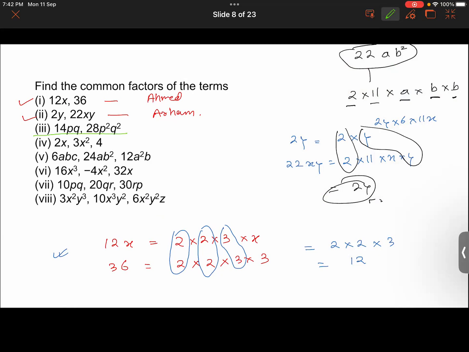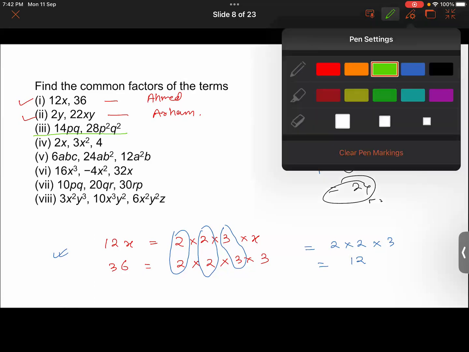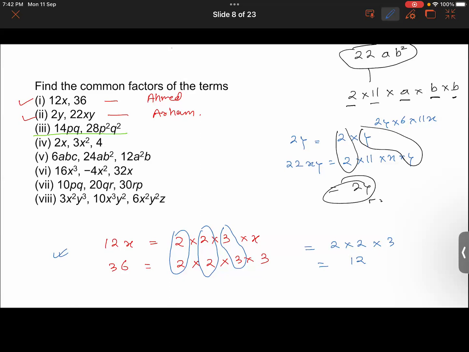Okay, see question number 3. Here, the terms are not in addition. You just need to find the common factor in the two. For example, the last question we discussed, for example, 12x and 36. We need to find what factors are common in the two terms. So we can write it like this: 2 into 2 into 3 into x, and 2 into 2 into 3 into 3, right?